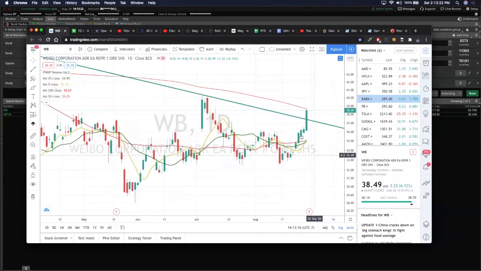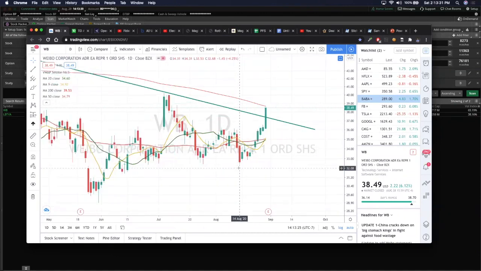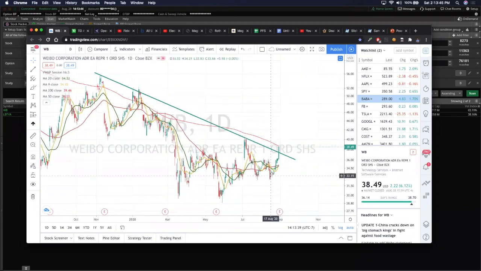If you see here, I'm going to zoom out a bit. 9 crosses 20 and 50 both. Now I'm interested in this stock. The reason I'm interested in this stock is usually this is a sign of an uptrend. When I say usually, of course, nothing is hard and fast when we are trading. You're going to get false signals as well. Now, usually this signifies an uptrend, a beginning of an uptrend.